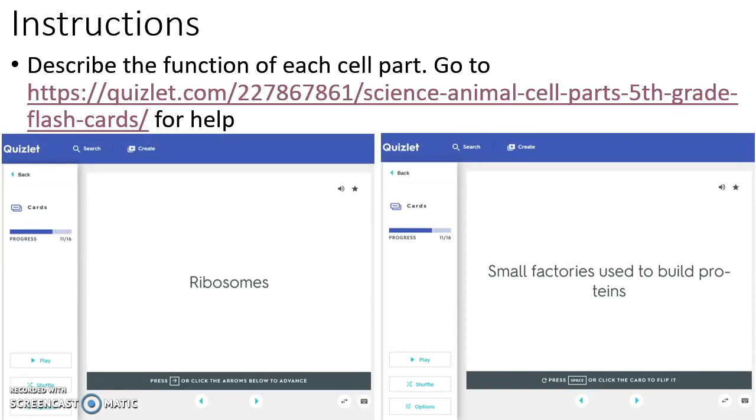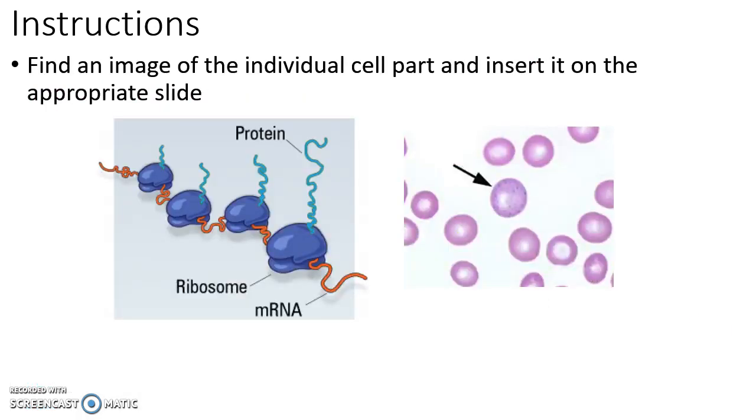As you can see, there is a website, a web address in purple, and that will help you if you need more assistance. Find an image of the individual cell part and insert it on the appropriate slide. Protein, ribosome, and mRNA. What part does it go to?